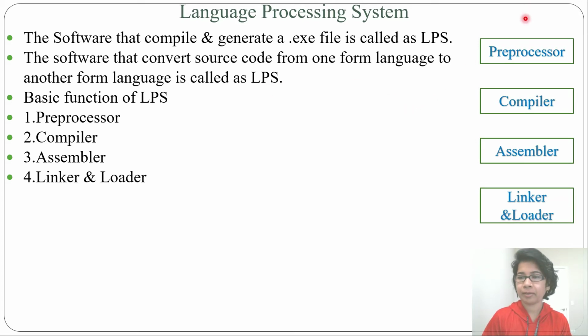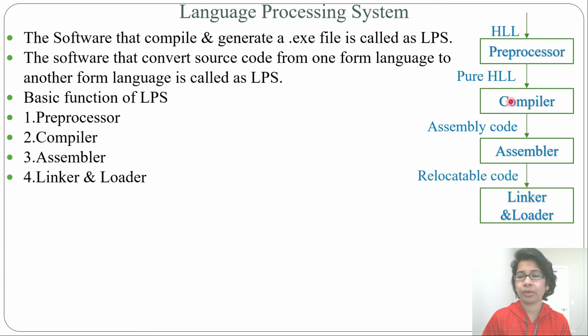We'll give a high level language to preprocessor. Preprocessor will generate pure high level language. What is pure high level language? The programming language without any hash is called pure high level language. Next, compiler will generate an assembly language for assembler. Then assembler will generate a relocatable code, or you can say object code, for linker and loader. Then linker and loader will generate a .exe file.